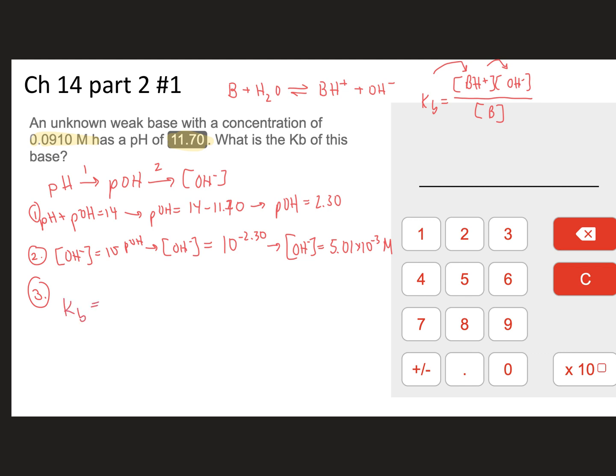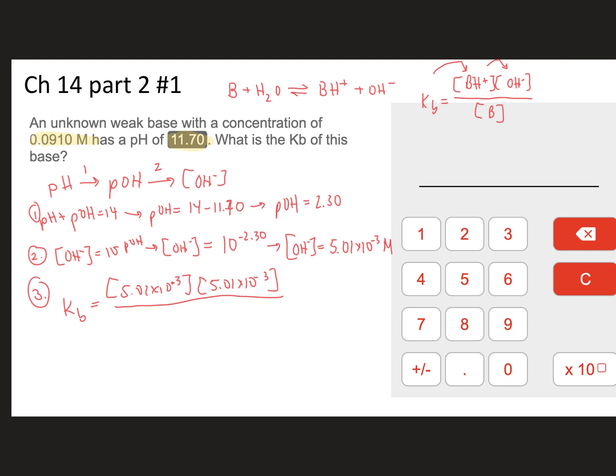So Kb equals my concentration of conjugate acid times hydroxide over base. My conjugate acid and the hydroxide are formed in the same 1-to-1 ratio. So because I know my hydroxide concentration, I also know the concentration of my conjugate acid. Those two are equal. So I basically got 5.01 times 10 to the minus 3 times 5.01 times 10 to the minus 3.